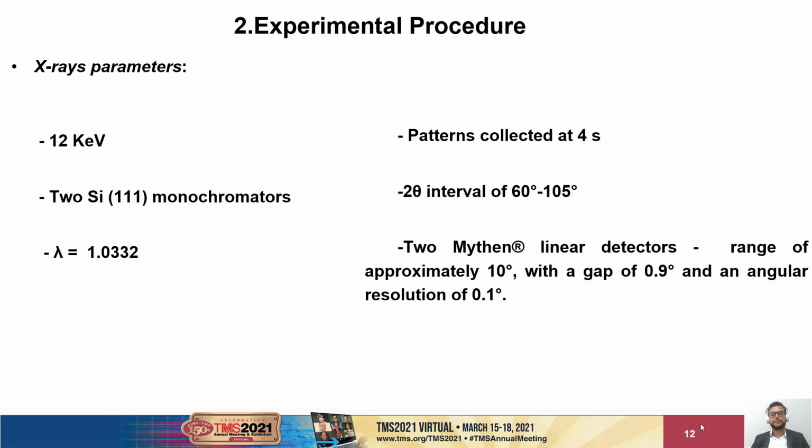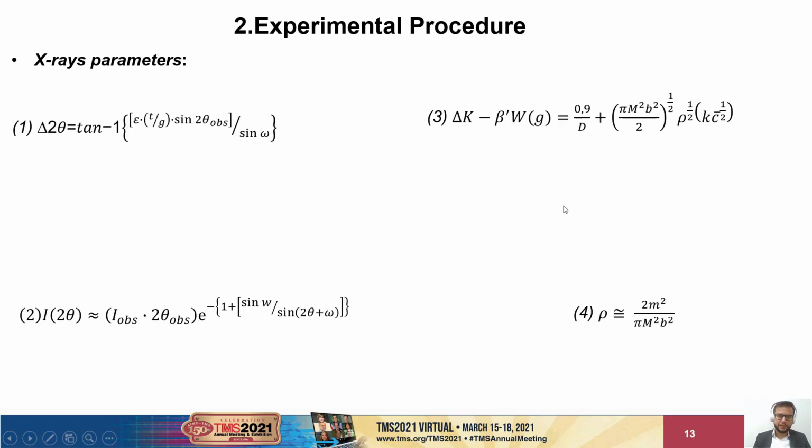And these are the X-ray parameters used, where I can highlight that each X-ray diffraction pattern was collected every 4 seconds in a 2 theta interval of 60 degrees to 105 degrees. After that, the position and intensity of the diffraction patterns were corrected using this function. And after that, we used the modified Williamson-Hall method to calculate the dislocation density, crystallite size, and stacking fault density for each level of deformation during the tensile test.